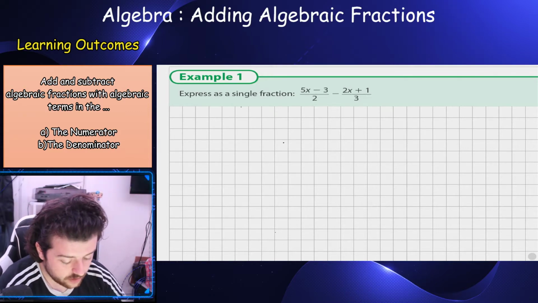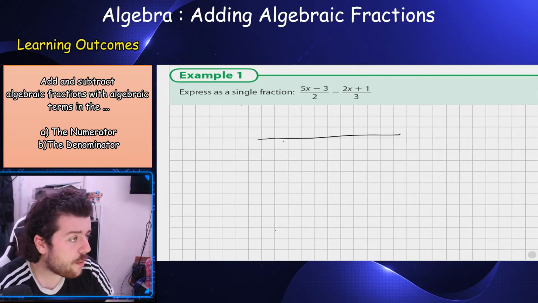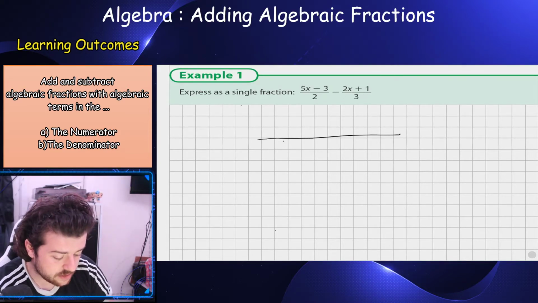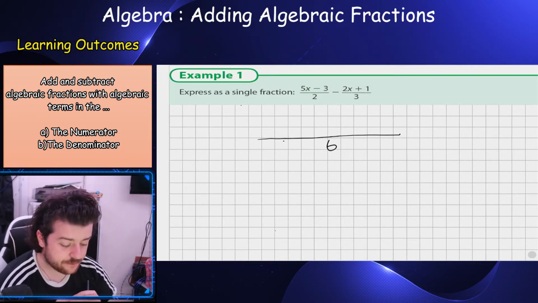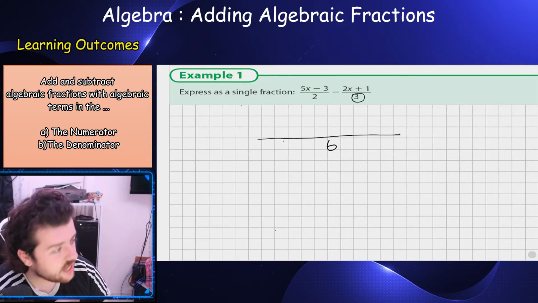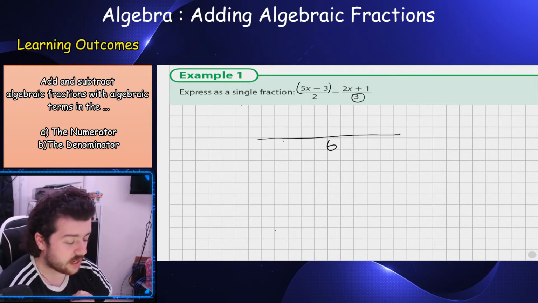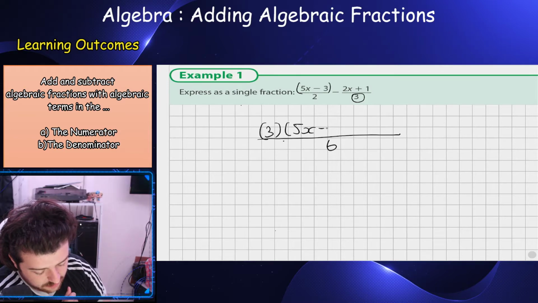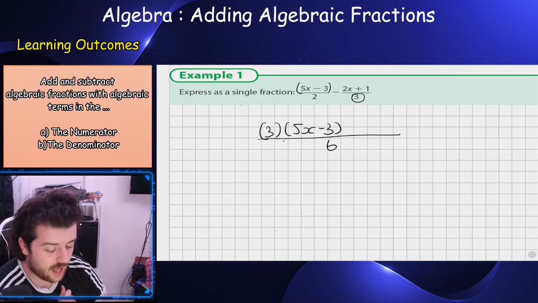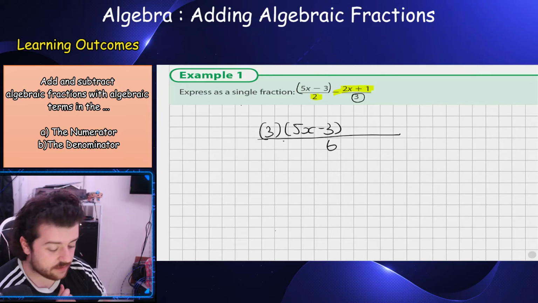So first step, all you need to do is multiply the denominators together. So 2 times 3, well, that's 6. I need to get them all over 6. I take this 3 here, and I multiply it by the numerator on the other side. So I have 3 times 5x minus 3. And then I do the same thing. I have this 2 here, and I multiply it by this numerator here.